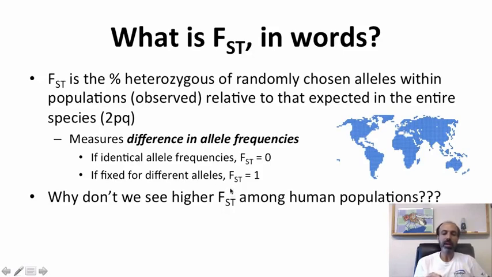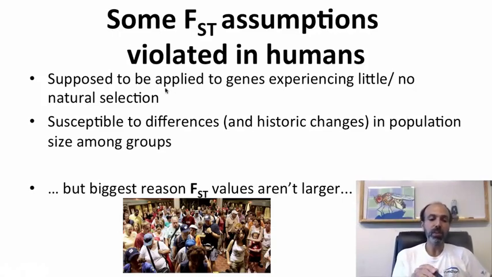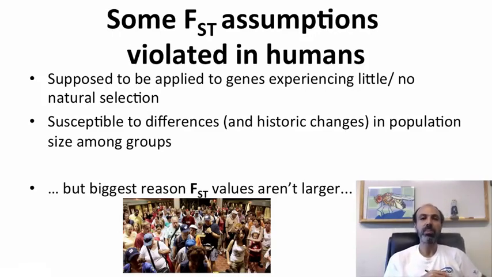So why don't we see higher FST among human populations? We know there's a lot of non-random mating out there. Why isn't it bigger? Well, there's a couple of reasons. First, some of the assumptions of FST are violated in humans, that this is supposed to be applied to genes experiencing little or no natural selection. You recall I mentioned earlier that FST should be applied when each of the individual populations is known to be at Hardy-Weinberg. Now, some of the SNPs, for example, that were studied in that previous example may not be neutral. In fact, some of that variation may be under some sort of selection.